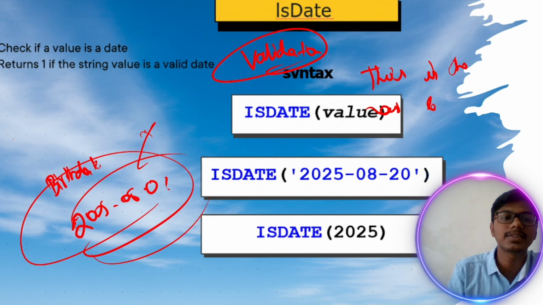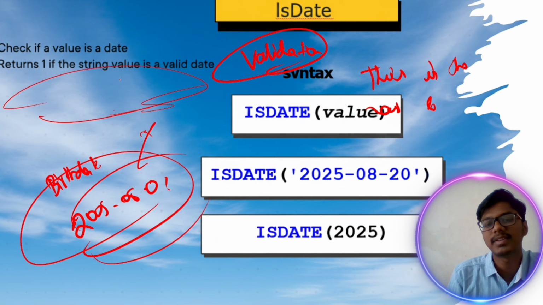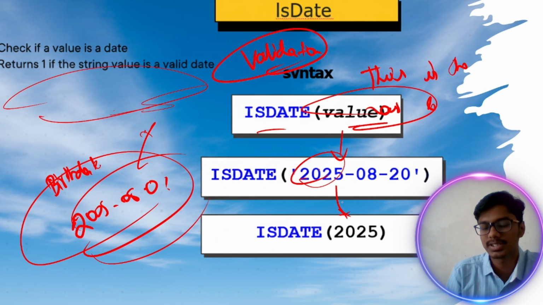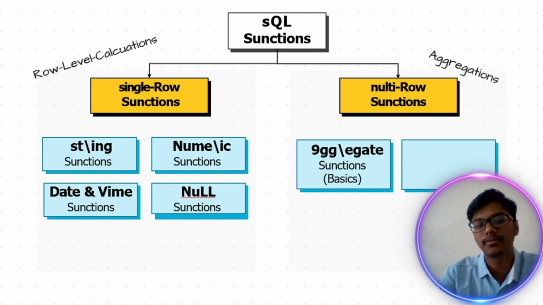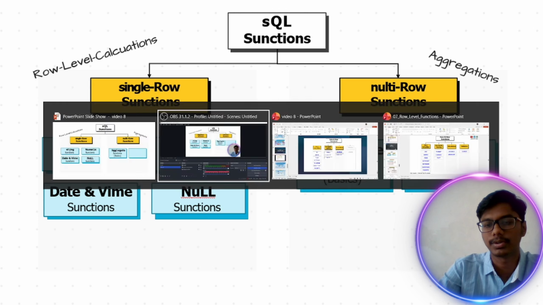So we are going to check if the value is a date, and it returns 1 if a string value is a valid date. It returns 1 whether it's a valid date. So ISDATE of value checks whether the value is a date or a string. That's what the visual tells. Now let's discuss the null functions later. So now let's dive into it.